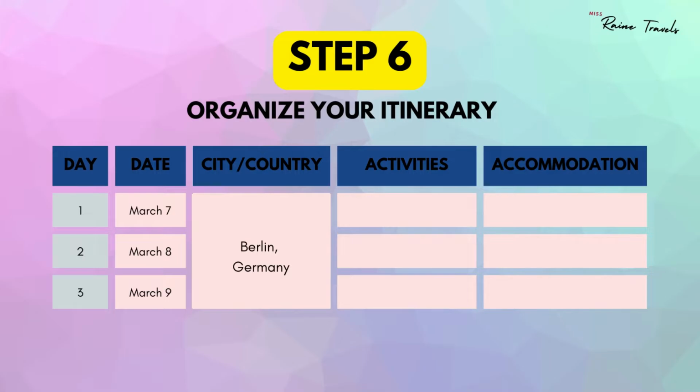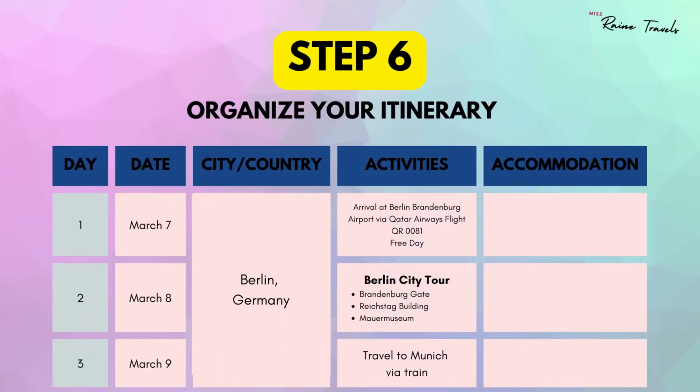And then for the activities, I make sure to include the flight details. In the itinerary, I'll be arriving at the airport in Berlin. I include the flight, even the flight number. And of course, after that, I'll be jet lagged, so it's a free day. The following day would be my Berlin city tour, where I'll be going to the Brandenburg Gate, the Reichstag building, as well as the Mauer Museum.